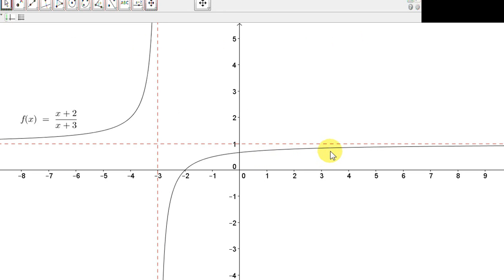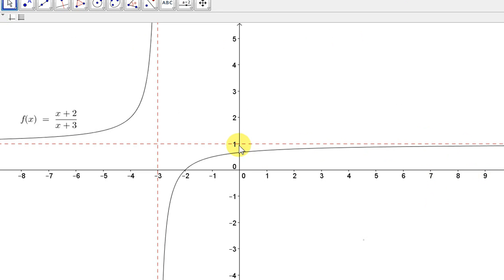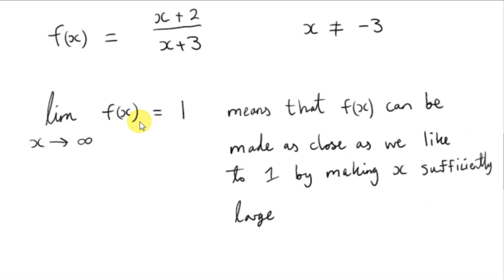Now notice something about this graph. Notice that the curve appears to be approaching this dotted red line as x gets larger and larger. You can see that the dotted line passes through 1 on the y-axis. So the value of the function appears to be approaching plus 1 as x gets larger and larger. As a matter of fact, the function is approaching 1 as x gets larger and larger.